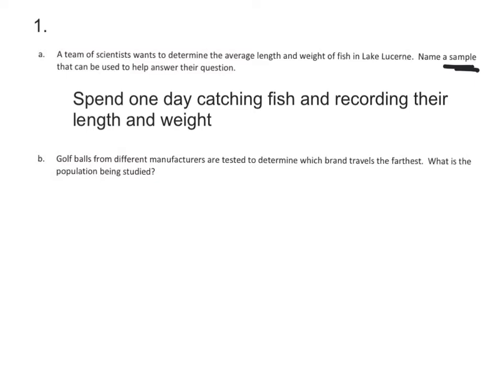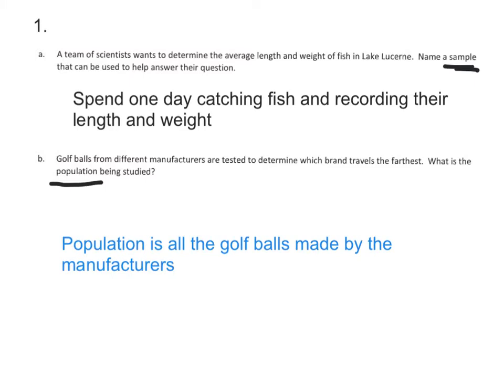B, golf balls from different manufacturers are tested to determine which brand travels the farthest. What is the population being studied? So notice they don't say sample this time, they want the whole population. So I want to compare golf balls from every different manufacturer. So the population would be all the golf balls made by the manufacturers. Okay, so again, I want to stress the difference between sample and population. Population is including all of them, where again, sample is just a portion of them.